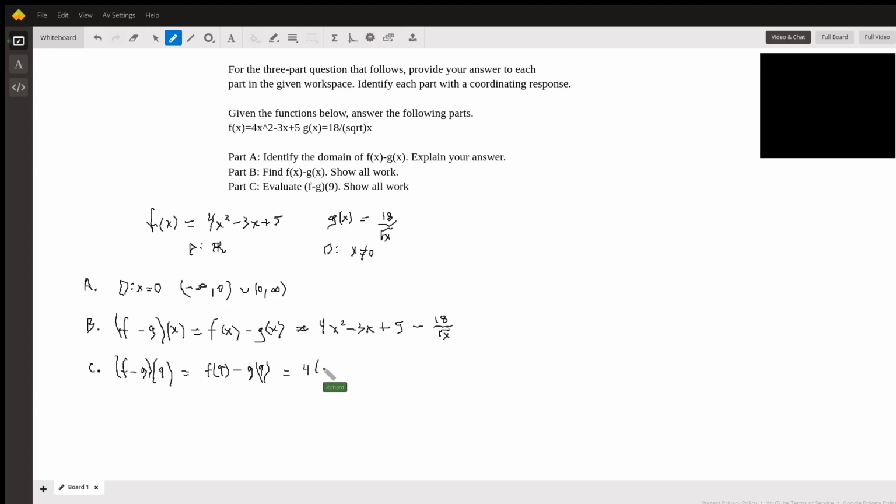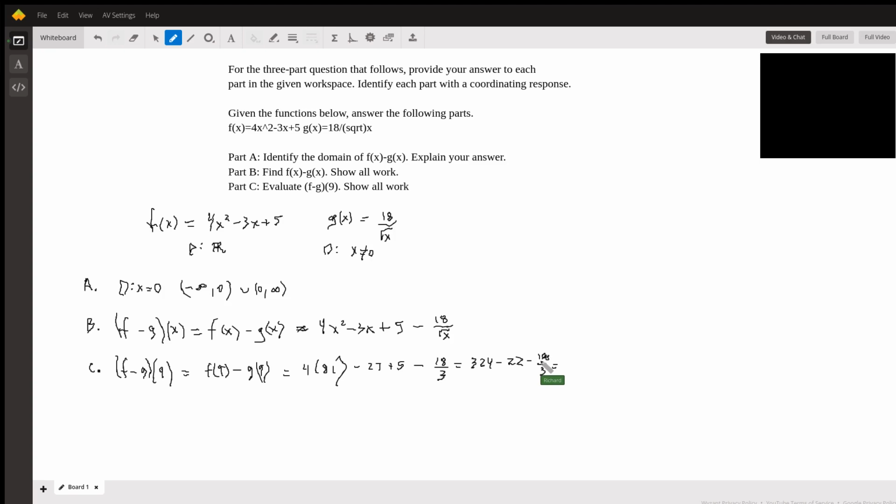So it's going to be 4 times 81, because 81 is 9 squared, minus 3 times 9, which is 27, plus 5, minus 18 over the square root of 9. Okay, so let's keep going. On the calculator, 4 times 81 is 324. And minus 22 here. Minus 18 over 3.